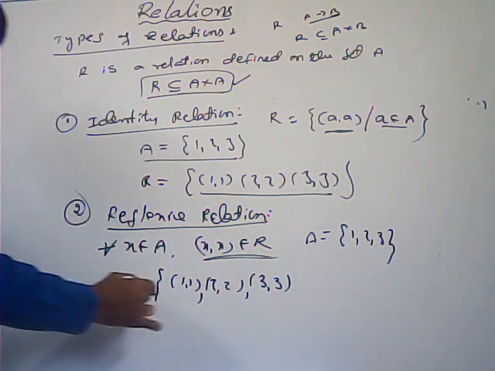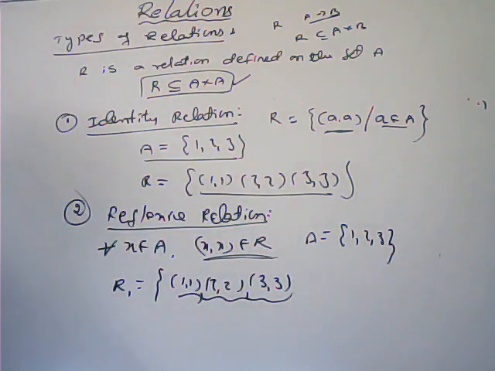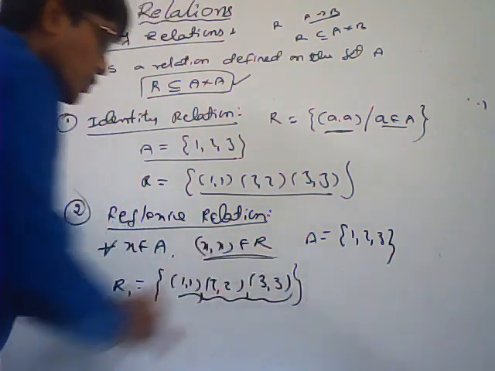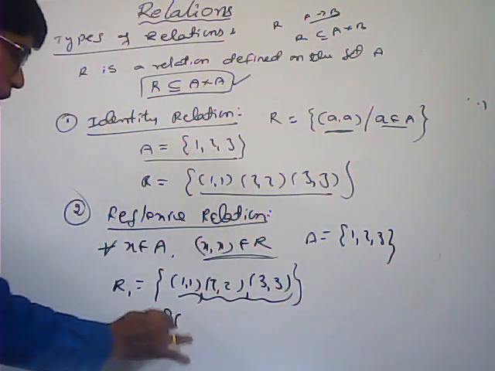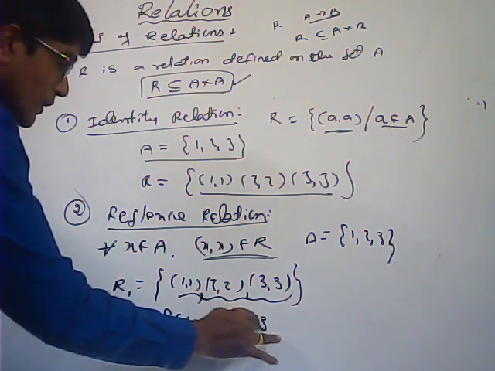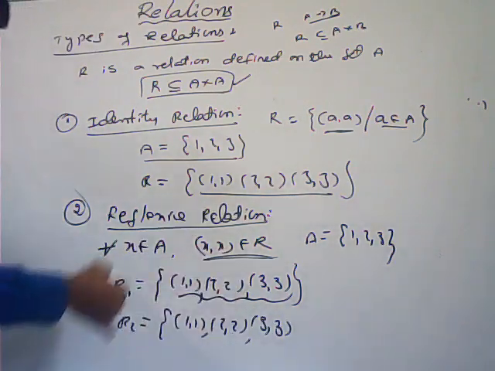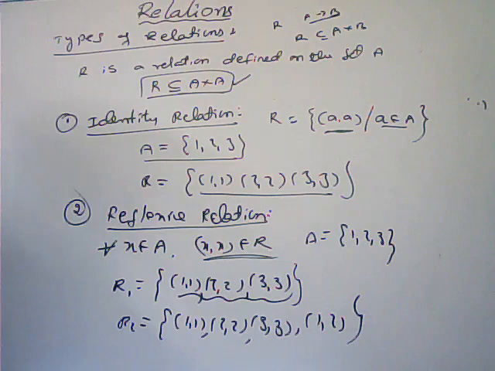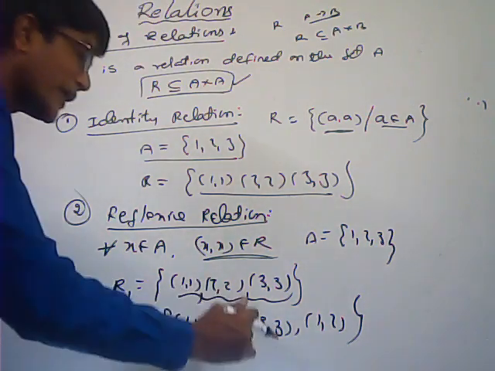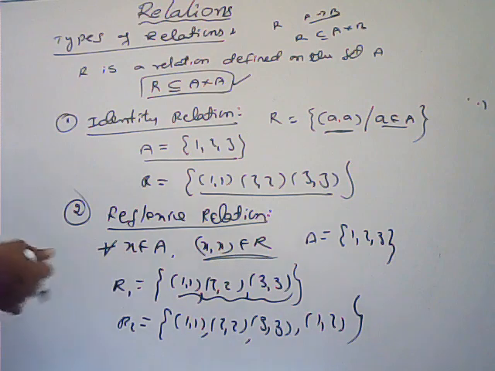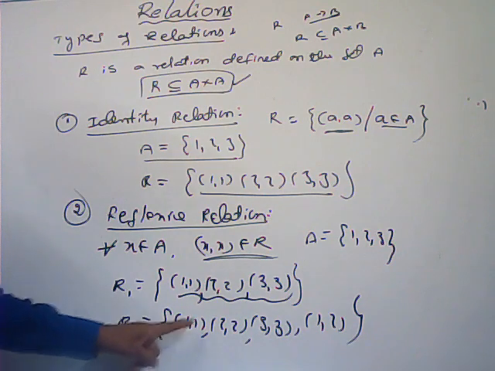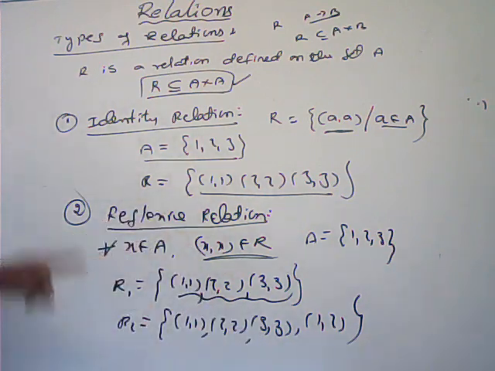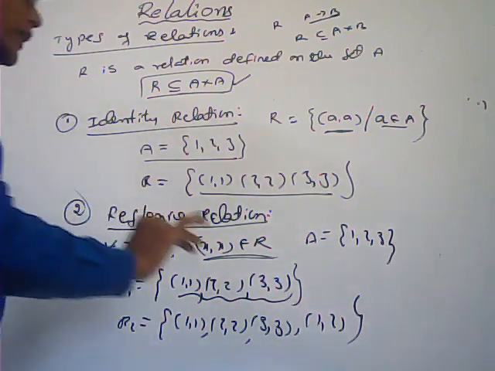Why? Because along with these equal ordered pairs, it may or may not contain unequal ordered pairs also. This is also one of the reflexive relations. R2 is equal to the ordered pairs (1, 1), (2, 2), (3, 3). Along with that, it may or may not contain unequal ordered pairs, for example (1, 2). If you are interested, you can write (2, 1), (3, 2), (2, 3) like that. It may or may not contain them, but at least 3 equal ordered pairs should be there. Otherwise, that is not reflexive.